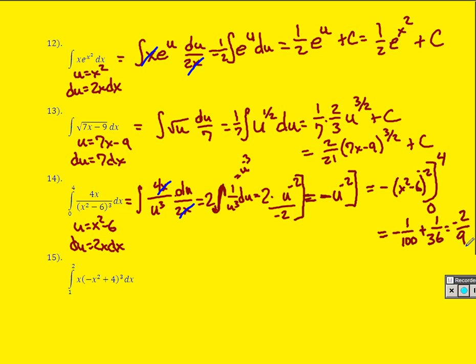Now, if I had done the other way, which would be changing my limits, the way I would change my limits here is when x equals 0, that means that u must equal some number.